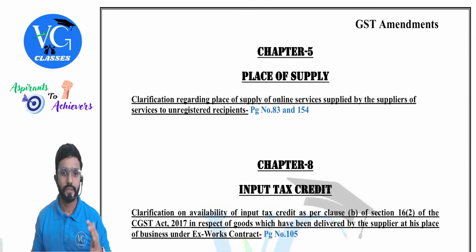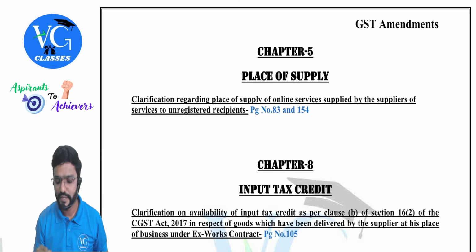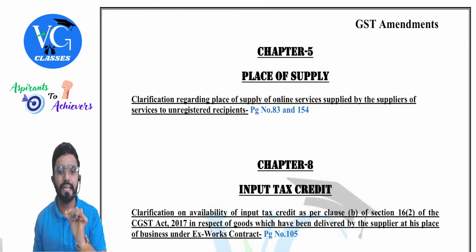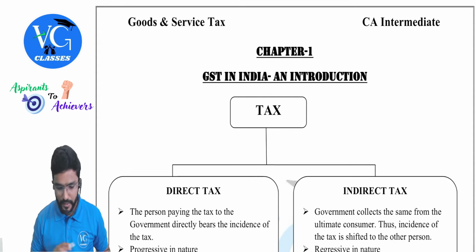But let us go to the place of supply and see. So whatever clarification is given, guys, is with respect to some provisions which I have covered in my provision book, in page number 83 and 154. What is it? We will see. Page number GT3. I'm just referring to the provision book, guys, to make you understand in a better way.